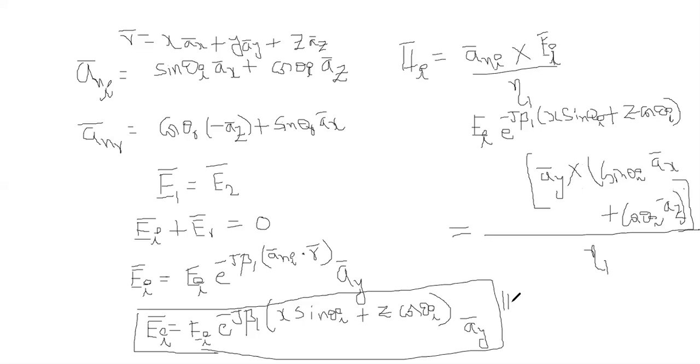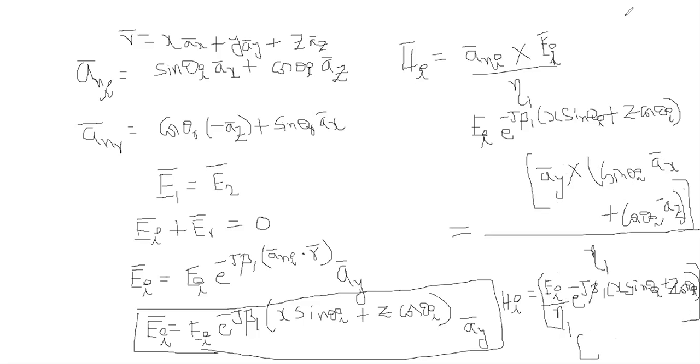So HI bar is equal to EI by eta 1. Take it as e power minus j beta 1 x sine theta I plus z cos theta I, whole multiplied with this product. What is the product here? AX cross AY. Why am I not taking AY cross AX? Because I wrote it as a cross product, ANI first of all. AX AY means it is in order only. So sine theta I into AZ bar.